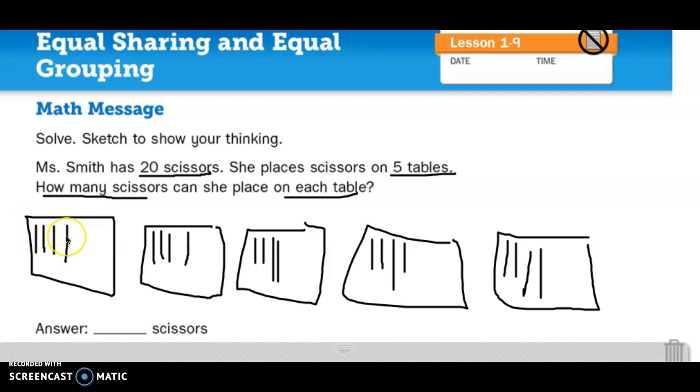1, 2, 3, 4. There should be 4 in each. 1, 2, 3, 4. There are 4 scissors on each table.